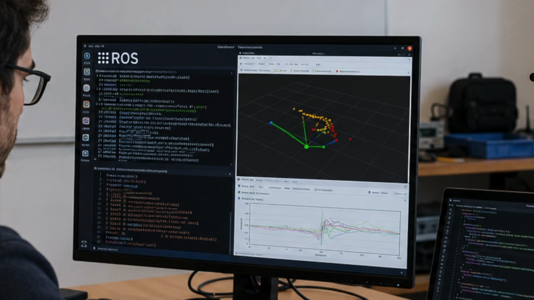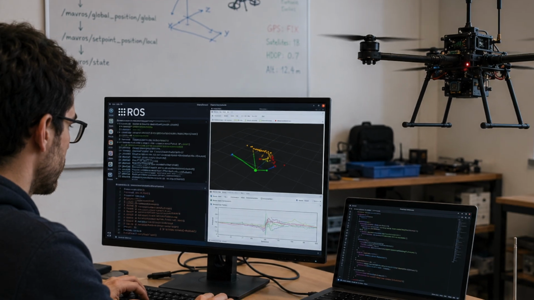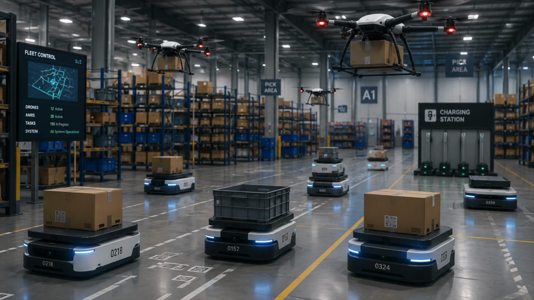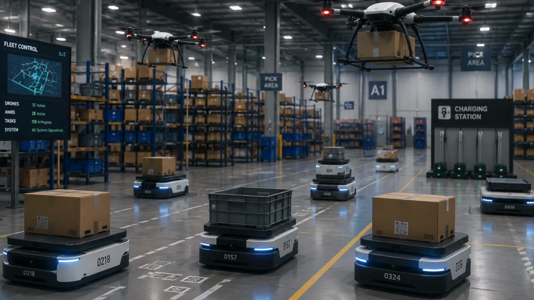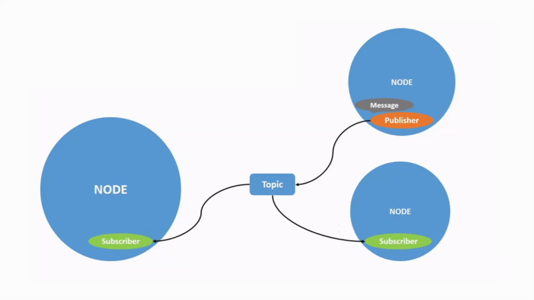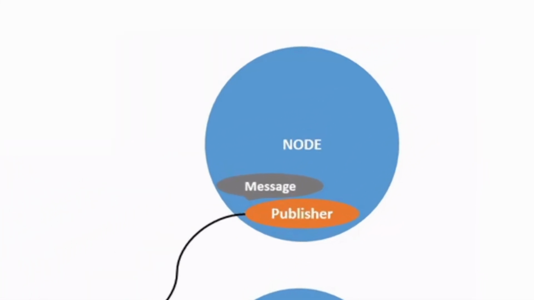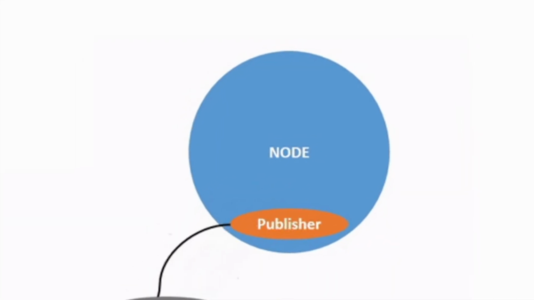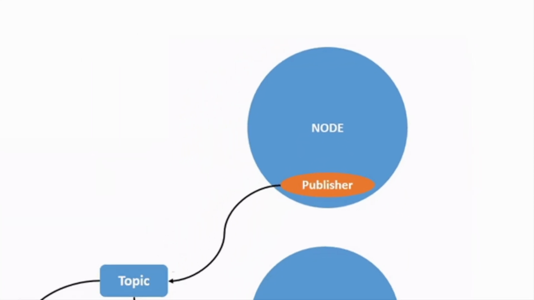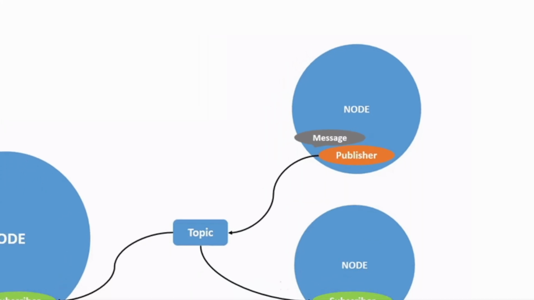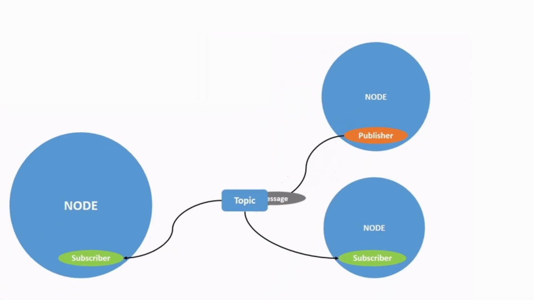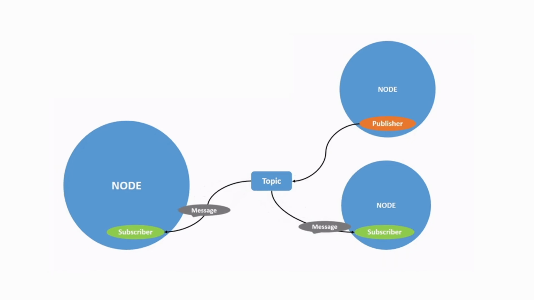ROS, short for Robot Operating System, is an open-source framework which provides tools and libraries that make the development of complex and distributed robotic software easier. It is based on peer-to-peer communication, where individual processes called nodes publish messages on channels called topics, while other nodes subscribe to those topics. This model allows information to be cleanly distributed across a robotic system.